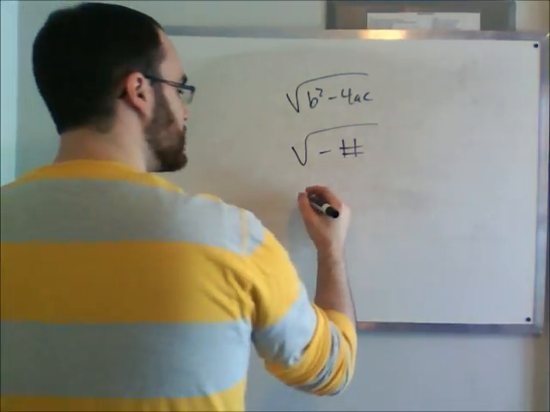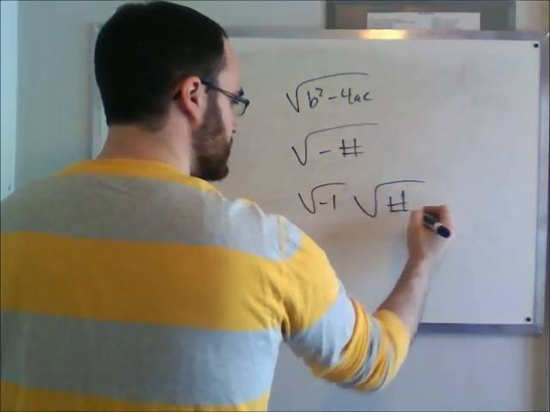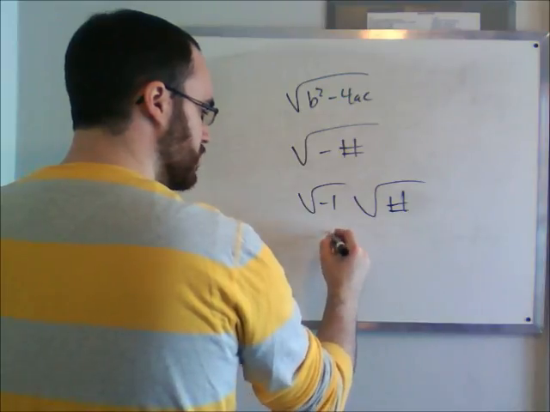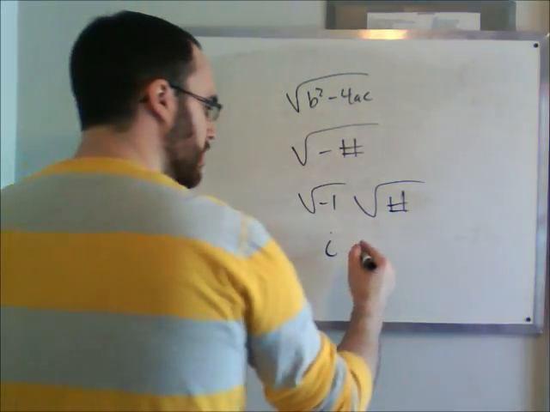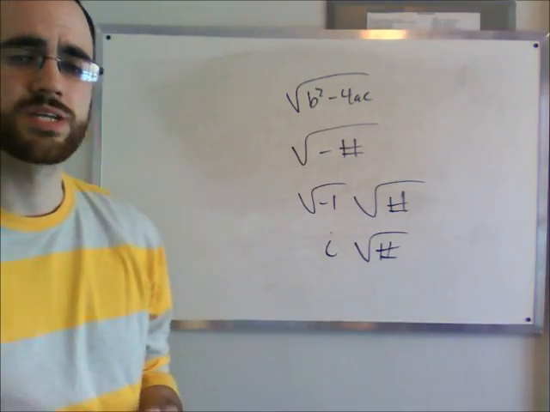We want to extract it to the square root of negative 1 times the square root of whatever the number is. The square root of negative 1 is known as i, or an imaginary number, and we have the square root of the number that's there. But we'll talk more about imaginary numbers in different formats.